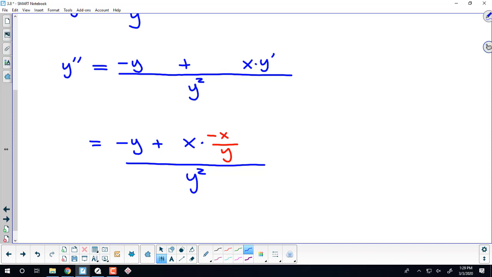Negative y minus, because we have negative y minus a minus xy. So we just turn that to plus.